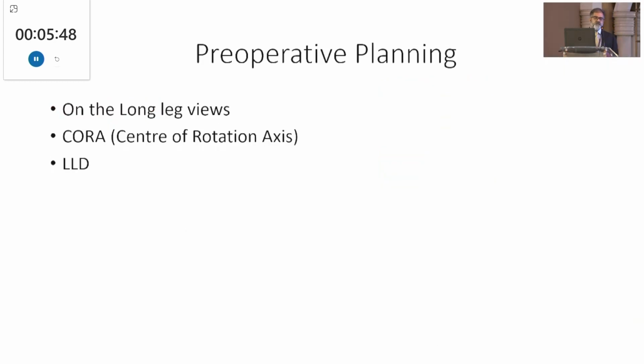Now, preoperative planning is the key. These are not the cases which you see day in, day out. So you wouldn't put them on your first waiting list. You would want to think about it a little bit and plan.